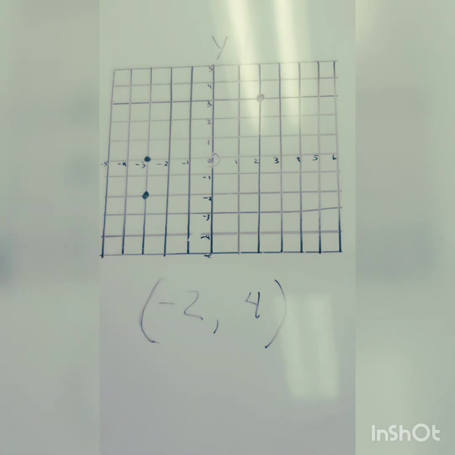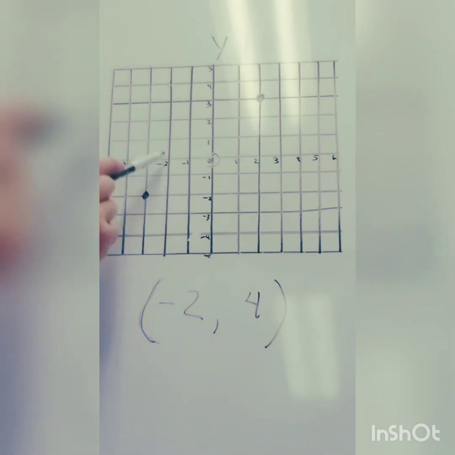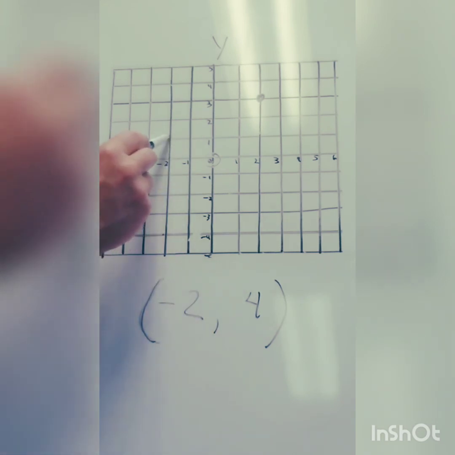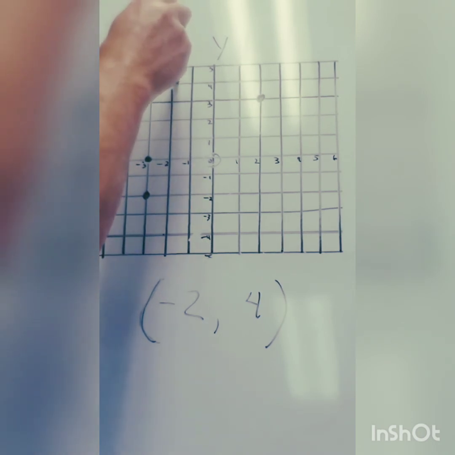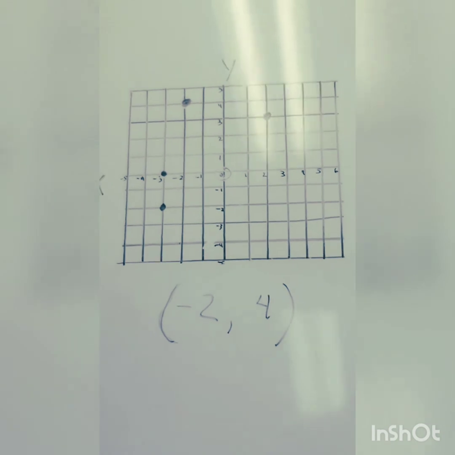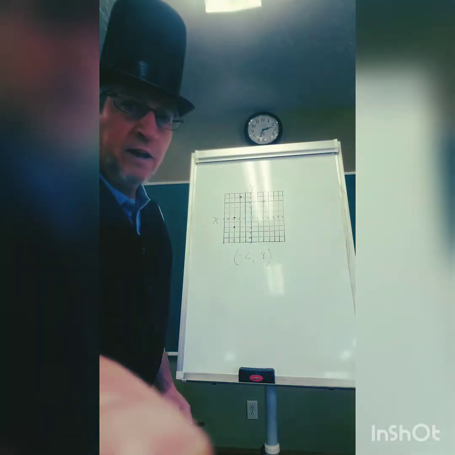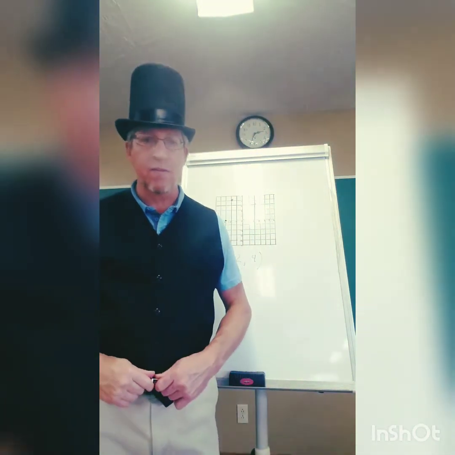It's -2. Oh, yeah, that's right. So it's going to be here and here, or here and here. That's right, it's positive 4, so it's going to be up here. Negative 2, positive 4. Okay, we'll zoom this back out to normal distance, and I hope you were able to make sense of that.